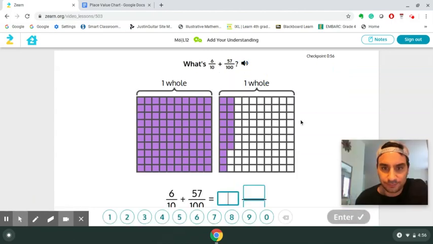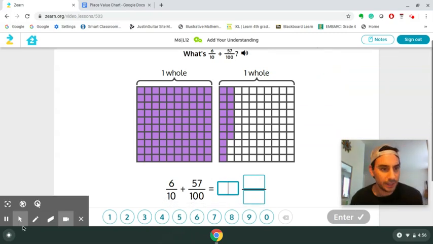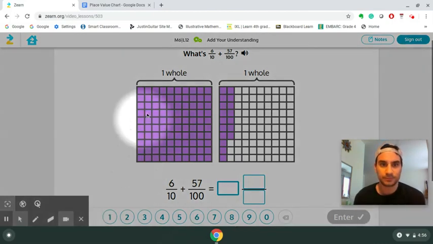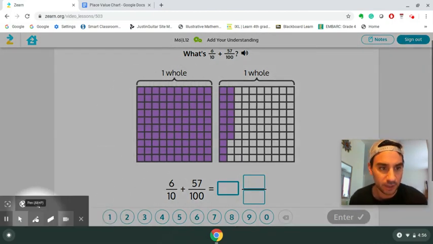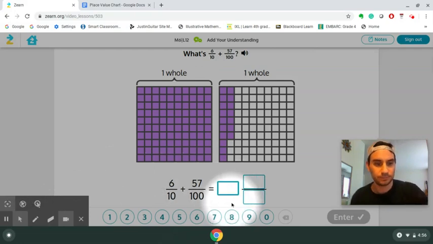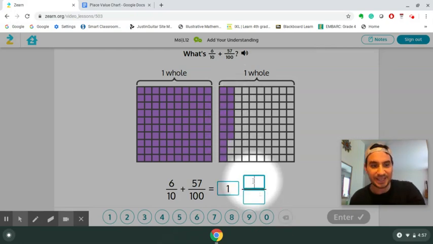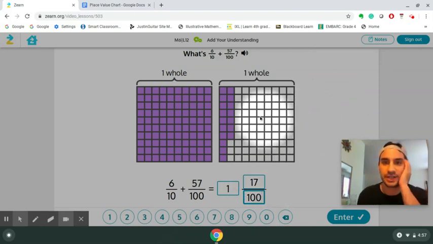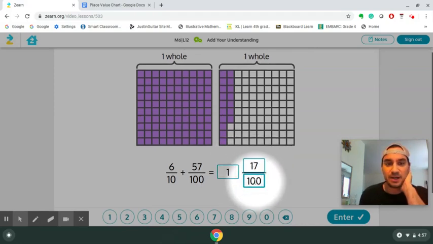Let's check. Okay, well, I can see up top in my area model, I have one whole. So let's mark down one whole. And then I have, it looks like 10, 11, 12, 13, 14, 15, 16, 17 hundredths, or 17 out of 100 in my second whole area model. So our answer is 1 and 17 hundredths.